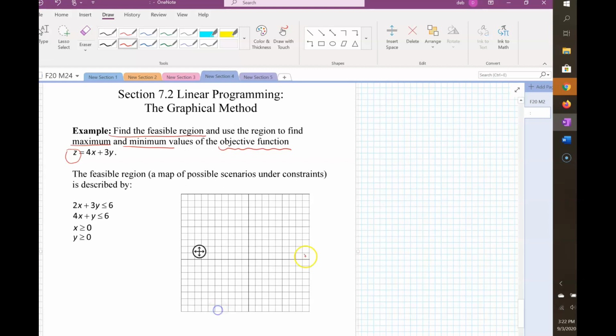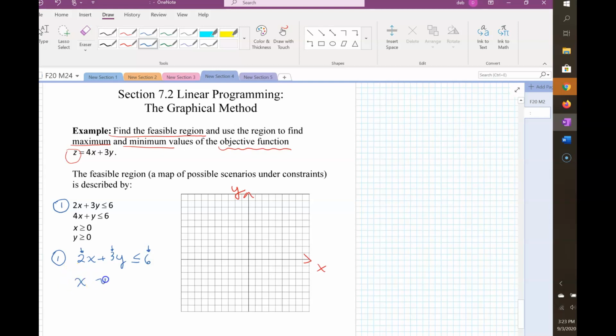So the very first thing I'm going to do is label the axes because Professor Hill is really picky about that and I don't want to forget. So then I'm going to look at equation 1. Well, it's an inequality, but fortunately it looks like it will be a good candidate for the intercept method because the 2 and the 3 divide evenly into 6.